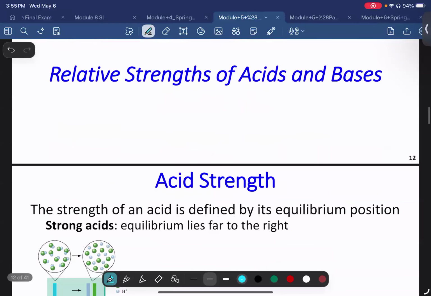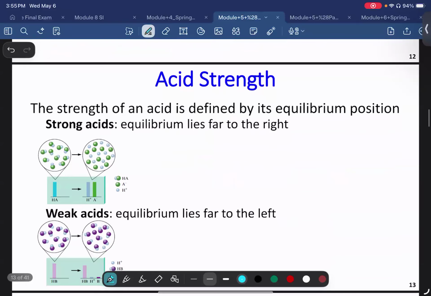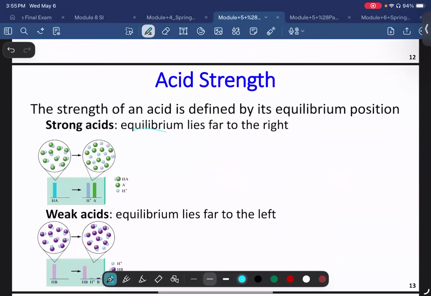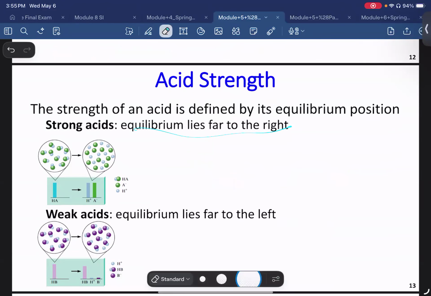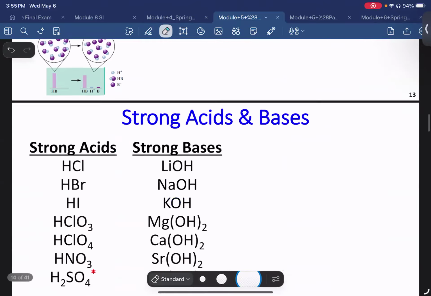Okie dokie. So this is a pretty important concept, right? With strong acids, the idea is that when it says the equilibrium is far to the right, that means the K value is greater than 1. If the K value is less than 1, it's going to be far to the left, so there are more reactants than products.